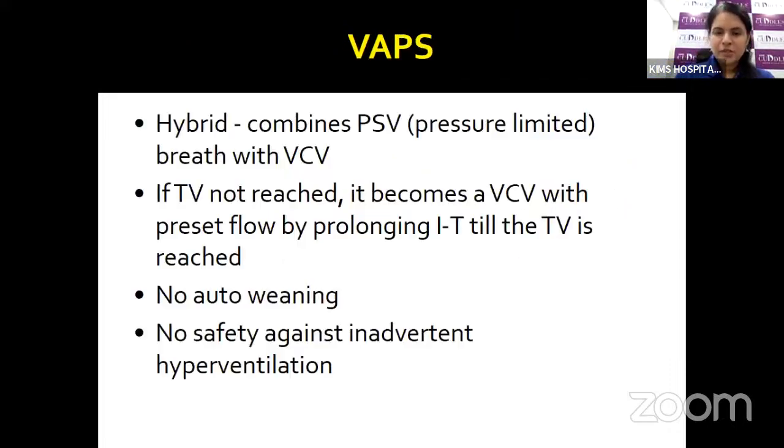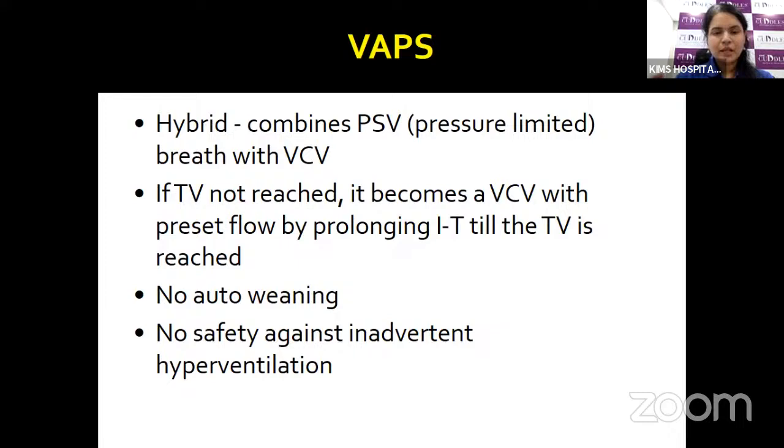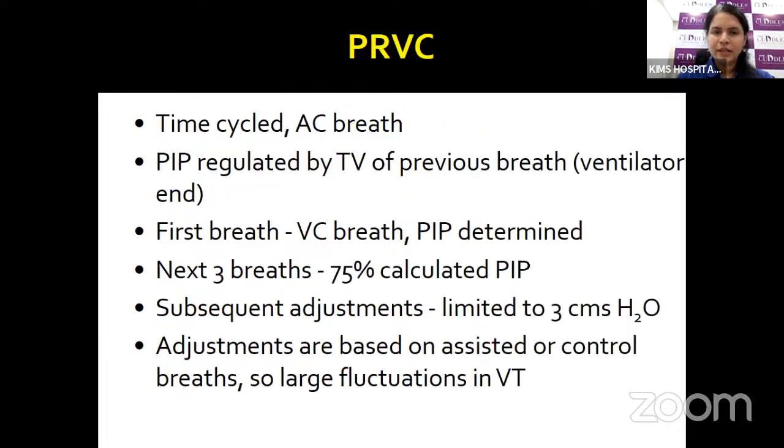Now in VAPS, which is the last mode, I am sorry that the graphic is not coming in. What the ventilator does is to convert a flow cycled breath to a time cycled breath in order to reach the tidal volume that is desired, and auto weaning would not be possible. And there is no safety against hyperventilation. There is only safety against hypoventilation, wherein the ventilator will just prolong the I time until the desired tidal volume is reached.